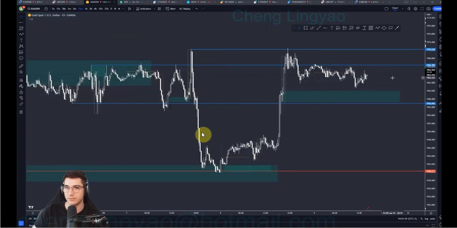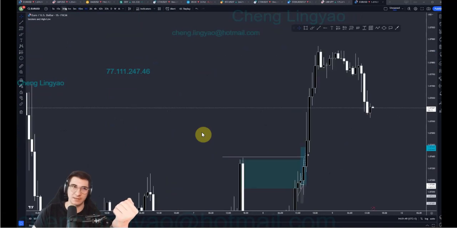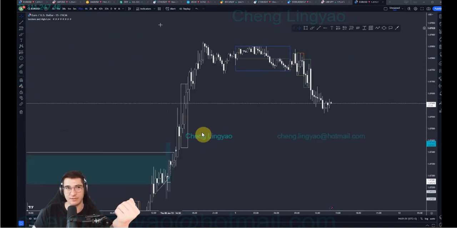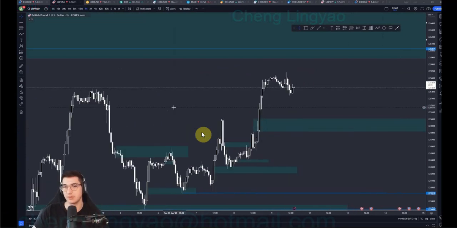I do like Gold because it moves fast and it also trends a lot. EURUSD moves slower, has a lot of manipulation, and I'm starting to dislike it to be honest. And GU moves a lot more cleaner than EURUSD. So if you're just starting out, I would recommend go for GU because it moves nice.